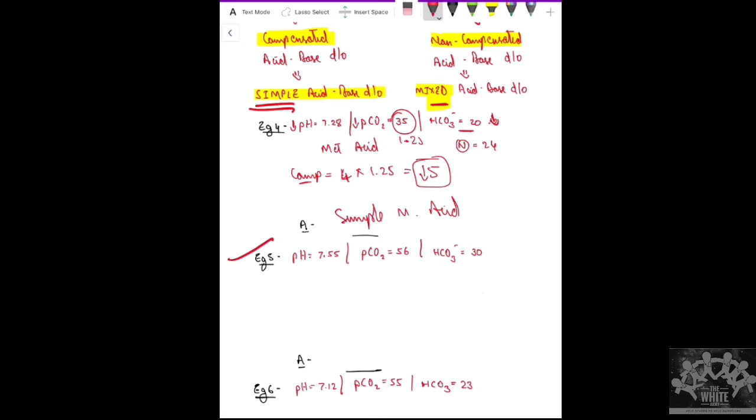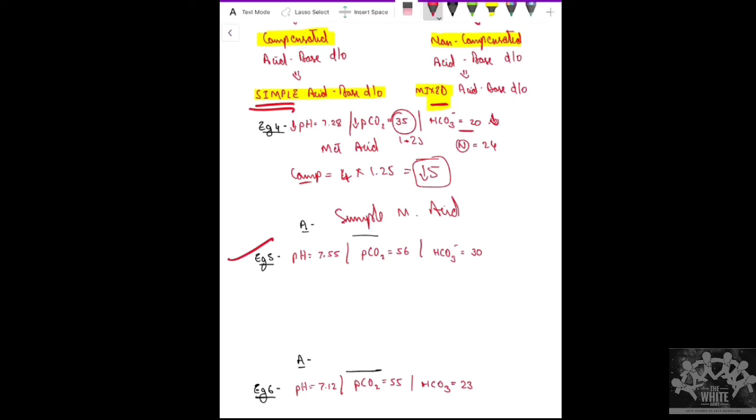Answer for example number 5. Okay, you are telling metabolic alkalosis is not compensated. Why is it not compensated? Is there any other disorder as well as to why this is not compensated? Yeah, good. Why? What is the secondary disorder then?